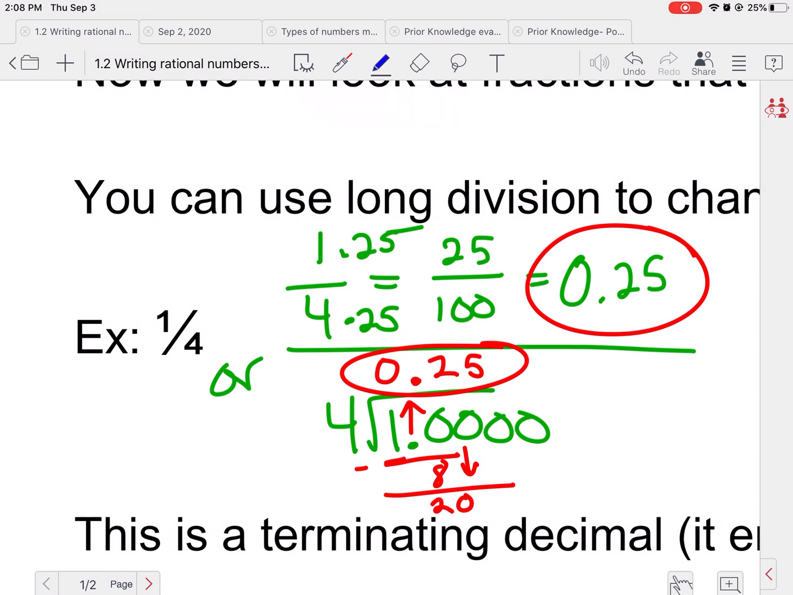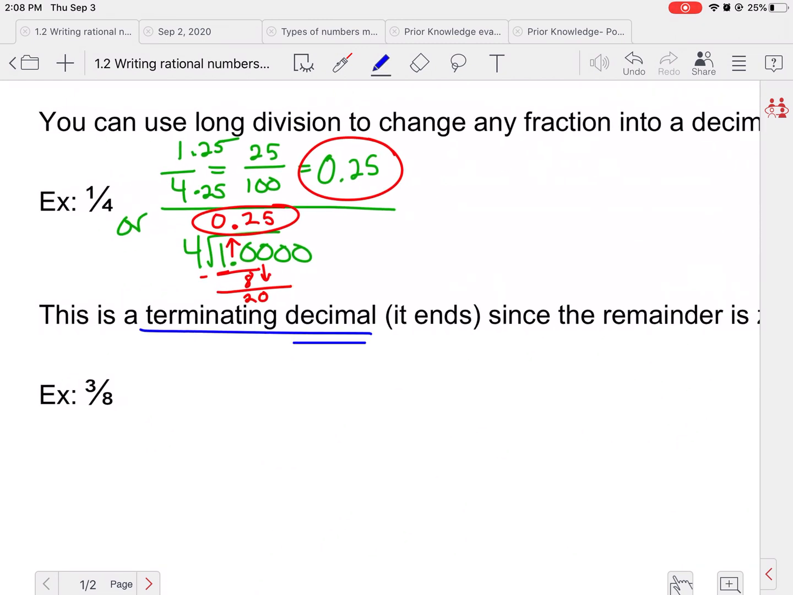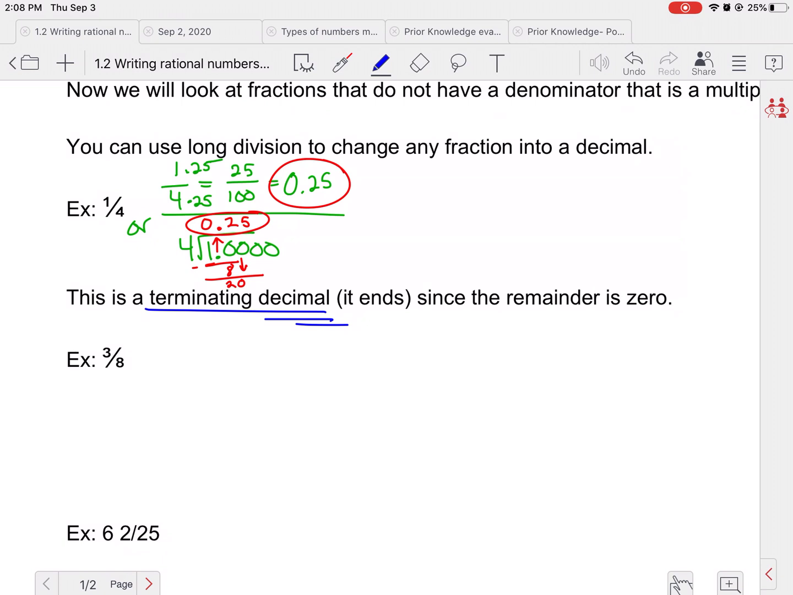Let's look at a different one. A terminating decimal is a decimal that ends. So like 0.25 is a terminating decimal because the decimal stops. 0.2222222 going on forever is not terminating because it goes on forever and ever. And the remainder would be 0 when we do our long division for a terminating decimal.